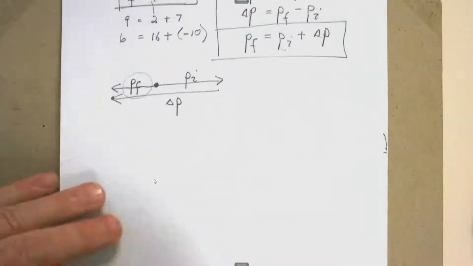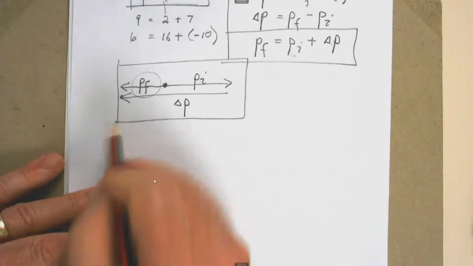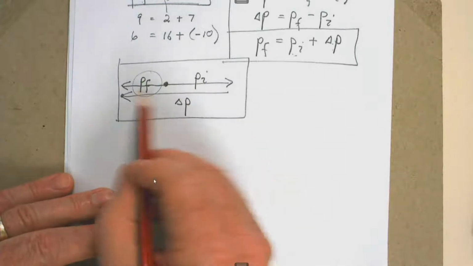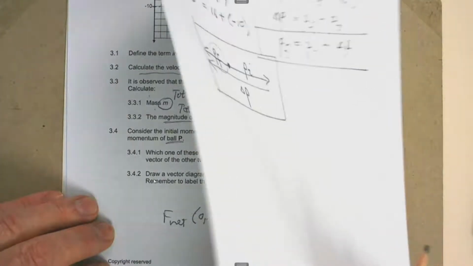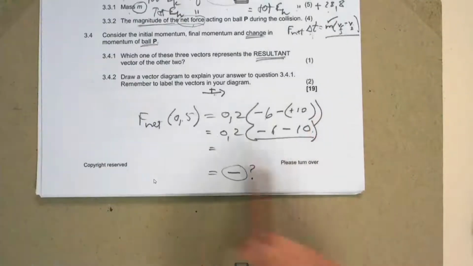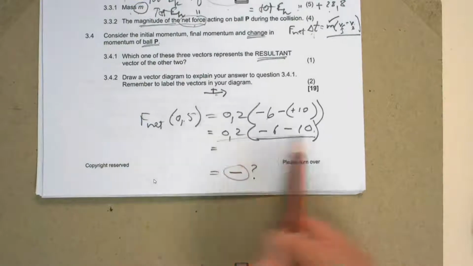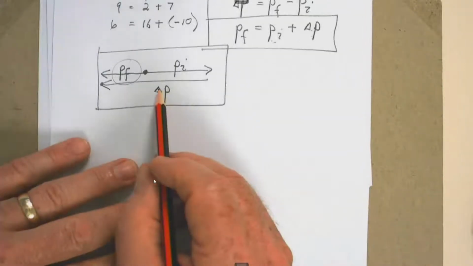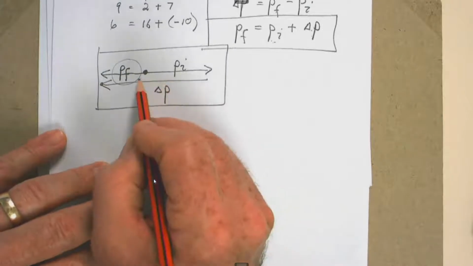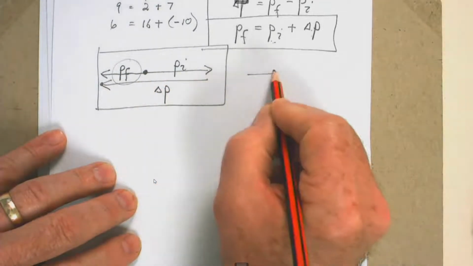So here is another one of the vector diagrams that you can use for this question 3.4.2. So yeah, this is the part that I was looking at. The change in momentum is 16 times 0.2. And there it is. And it is the old thing, as I said this morning, for technical sciences.